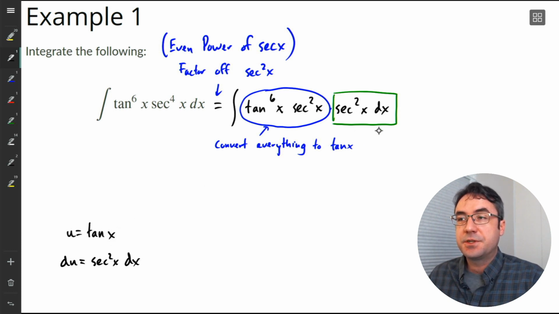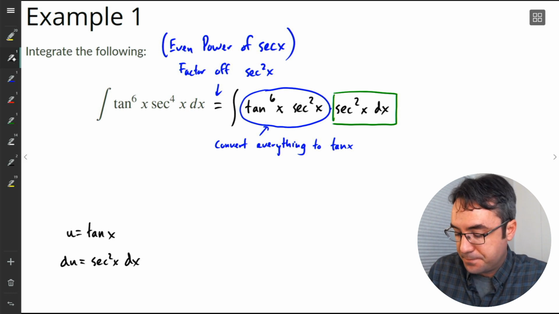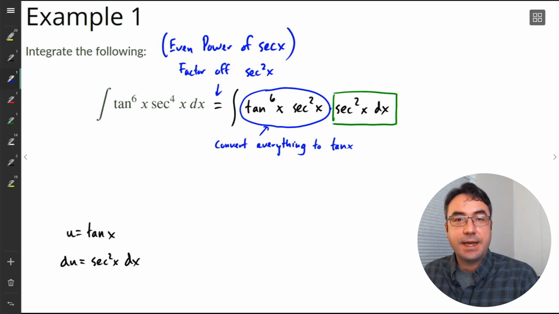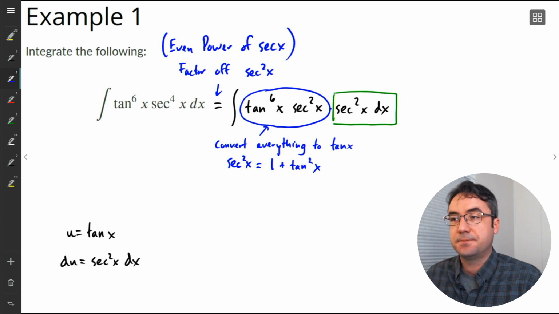So, if this is going to be our differential, that means we have to pick u to be tangent, and that means in our integral, everything here has to be a tangent term. So the tangent raised to the power 6, we're good with there. We have to convert this secant squared. And the way we do that is we do it with that trig identity. So we know secant squared x is equal to 1 plus tangent squared x.